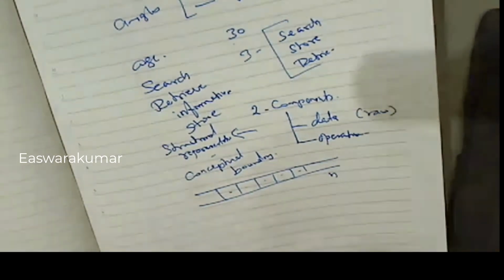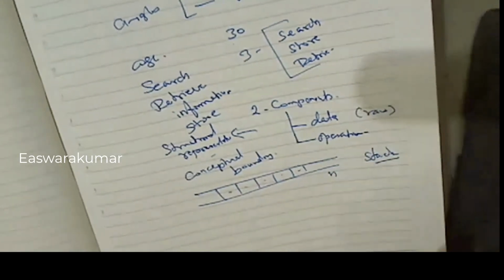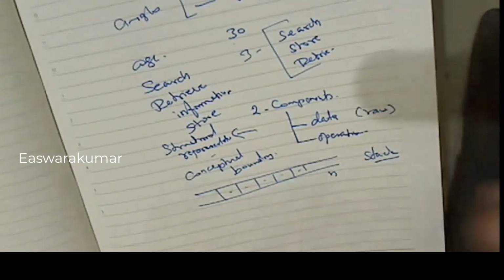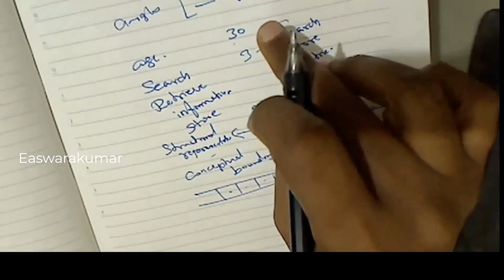The second example is a data structure called the stack, which we will study later on. This is not a very difficult data structure. Stack means, for example, if you take a set of coins, what do you do? You keep one coin over the other, right? So this is called a stack. This is one example of a stack.